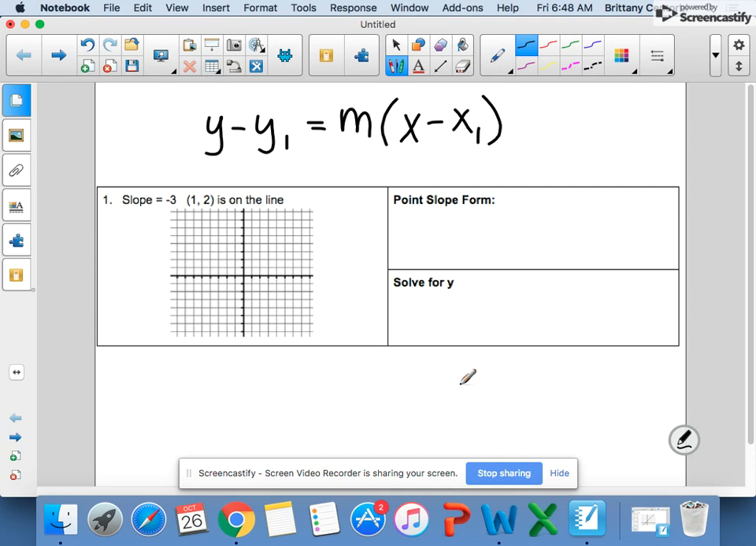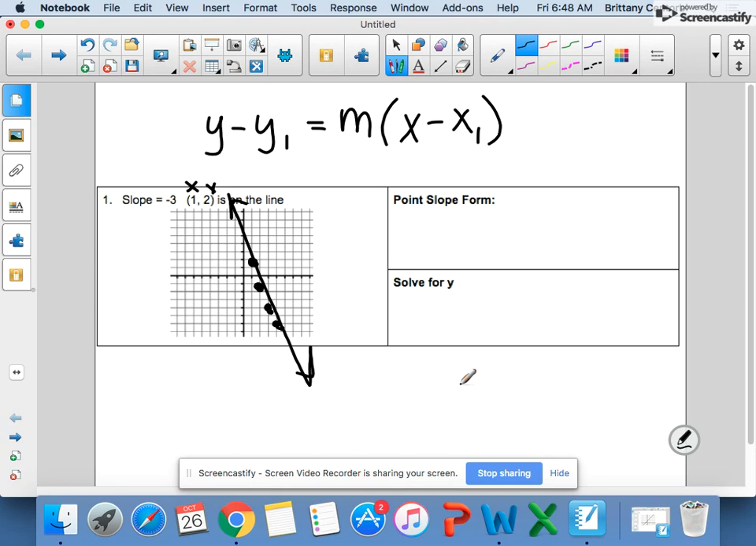So what we're first going to do is plot this point. We're going to plot the point (1, 2). So remember, this is x and this is y. So we are going to go to the right one and then up 2 and plot a point. Then our slope is -3. So from that point, we are going to go down 3 and then to the right one and plot another point. And then we're going to draw a line through those points.